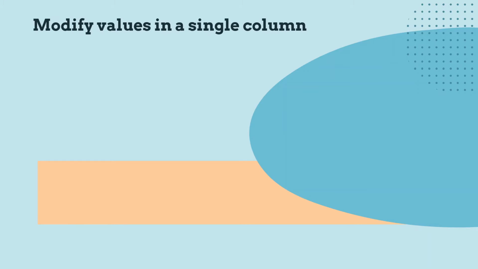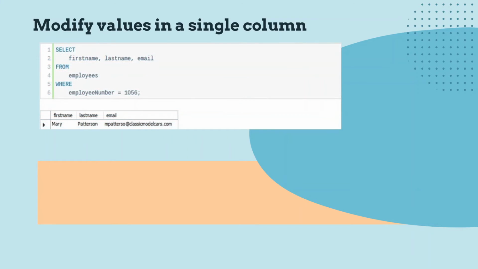For example, if we are going to update the email of Mary Patterson to a new email, first, to ensure the update is successful, we query Mary's email from the employees table using this statement. Select first name, last name, email from employees where employee number is 1056. So we will get the result of first name, last name, and email of Mary Patterson.